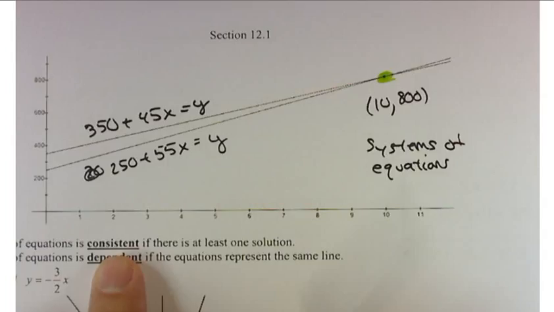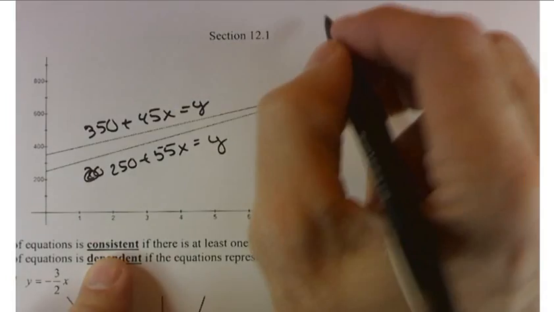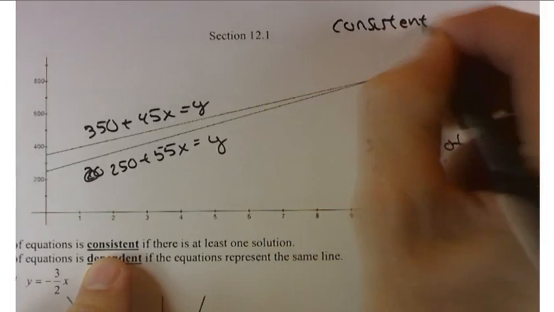If you find this point, a point where two lines cross each other, then that's a solution. And if you have at least one solution, then your system of equations is consistent. So this is a consistent system of equations.